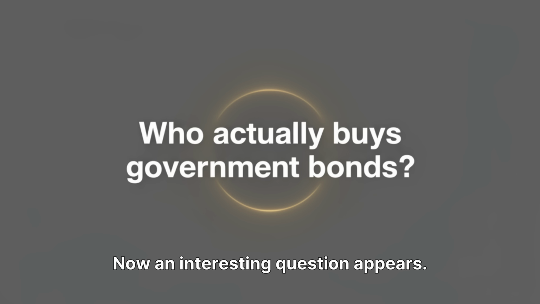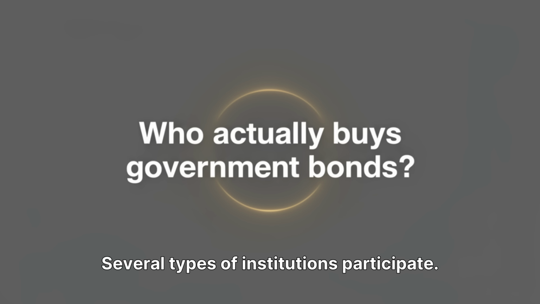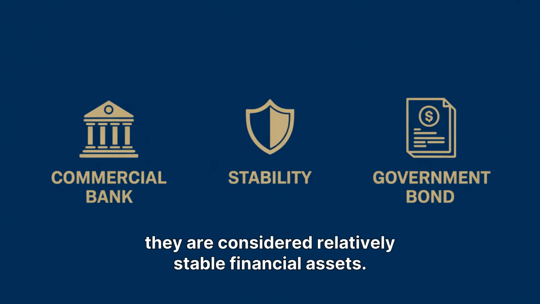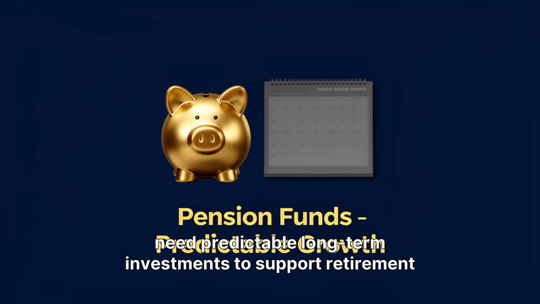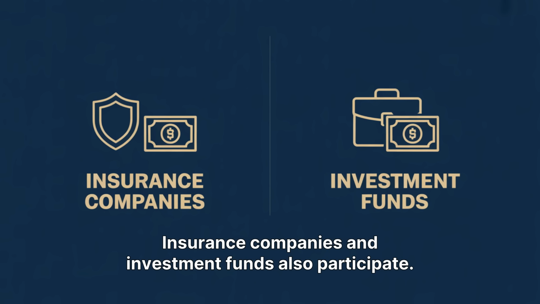Now, an interesting question appears. Who actually buys government bonds? Several types of institutions participate. Commercial banks often buy government bonds because they are considered relatively stable financial assets. Pension funds also purchase them because they need predictable long-term investments to support retirement payments. Insurance companies and investment funds also participate.